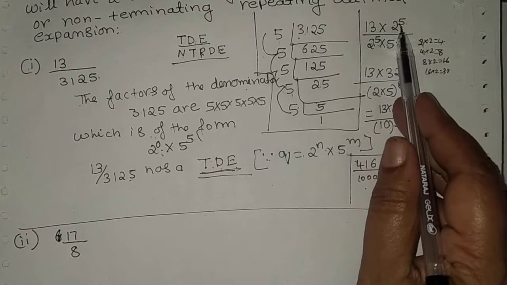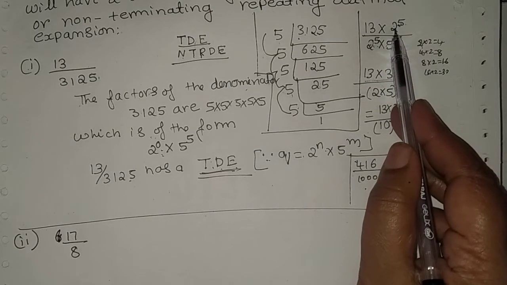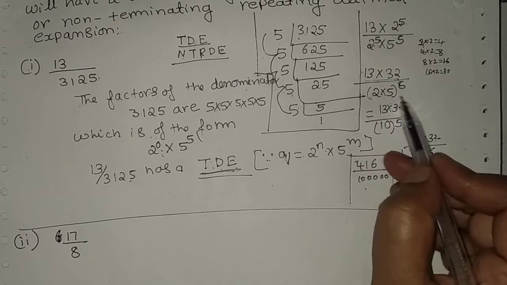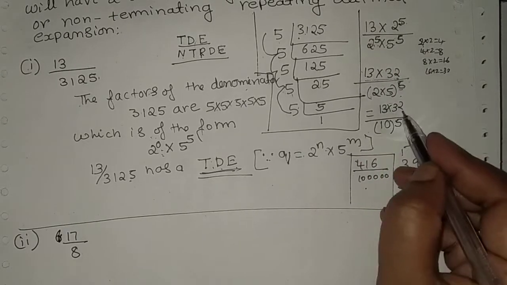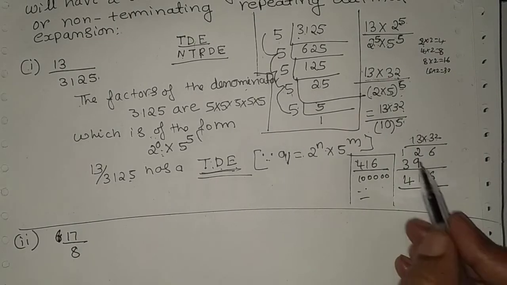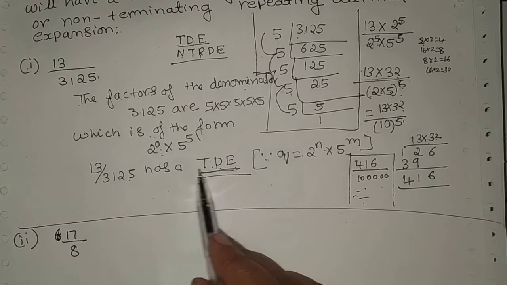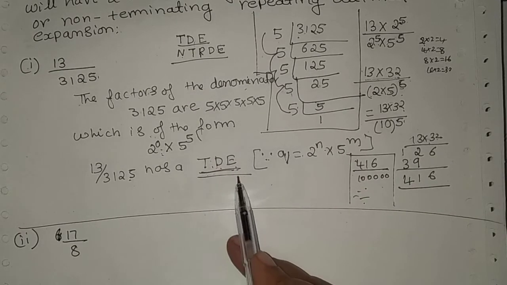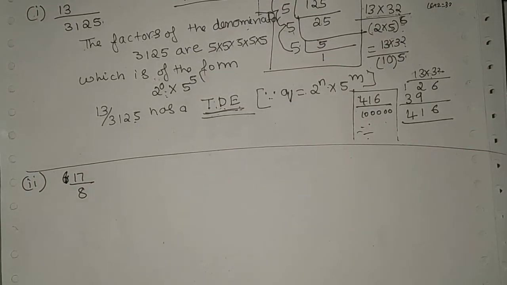So next, take 2 to the power of 5, which is 32, and 13 into 32. Then we get 2 into 5, which is 10, 10 to the power of 5. Multiply this, divide this and keep the answer. So by this we get the answer as TDE, that is terminating decimal expansion. These are the steps to follow to solve this question.